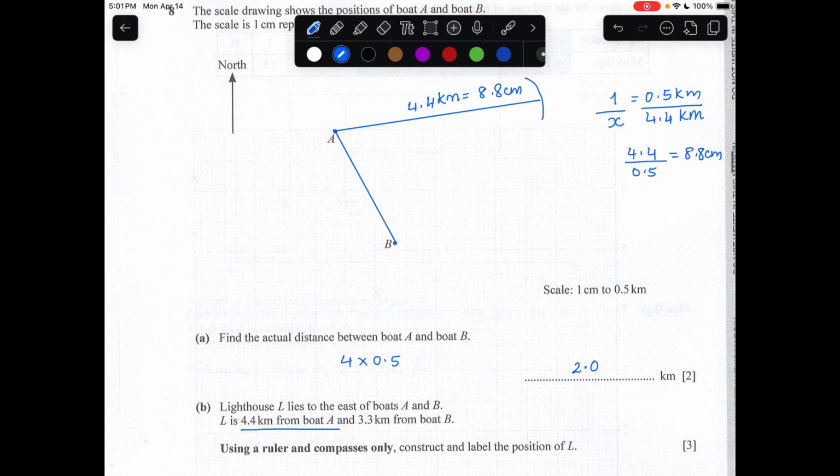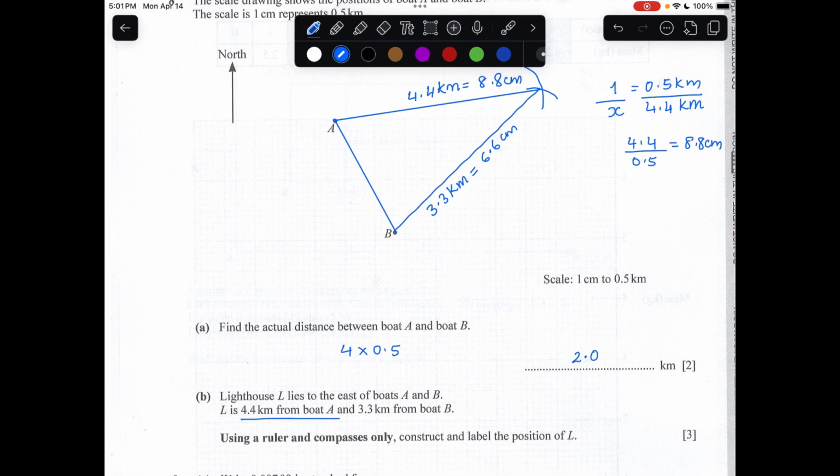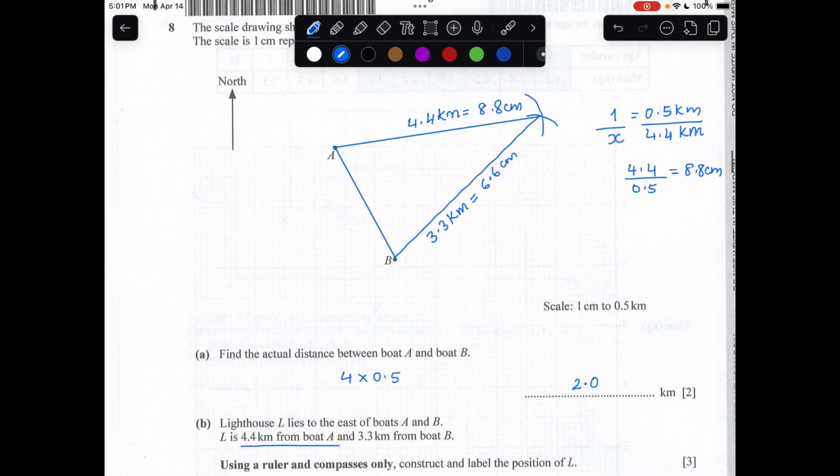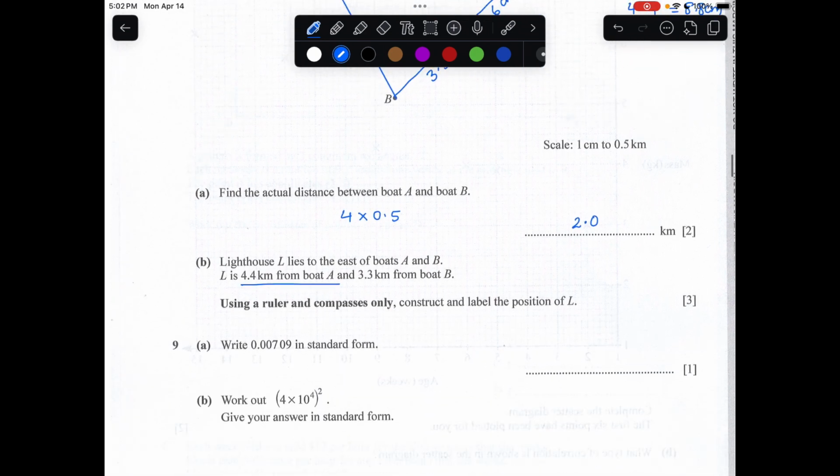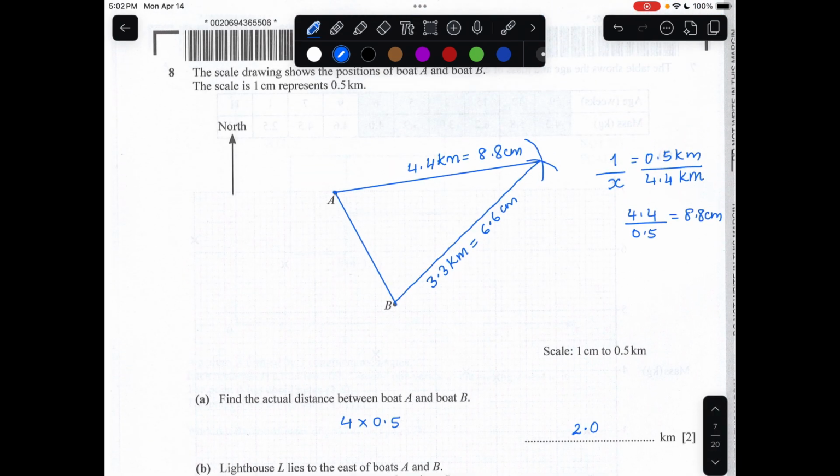Likewise, 3.3 kilometers, you'll cut another arc from 3.3 kilometers, which is going to be 6.6 centimeters. All right, it will look somewhat like this. Remember, this is not accurate on my iPad.